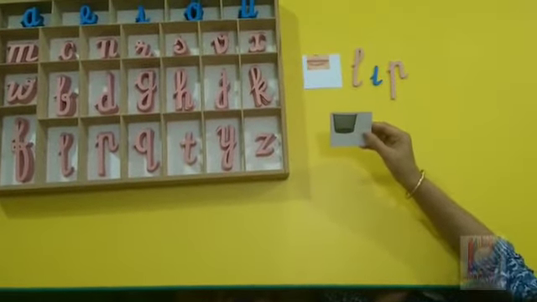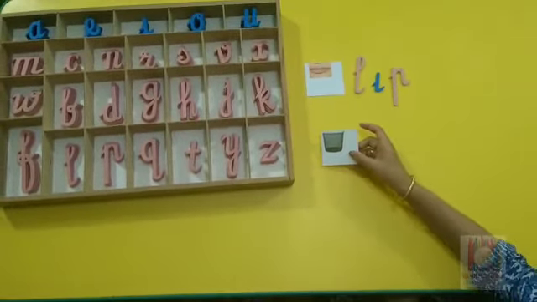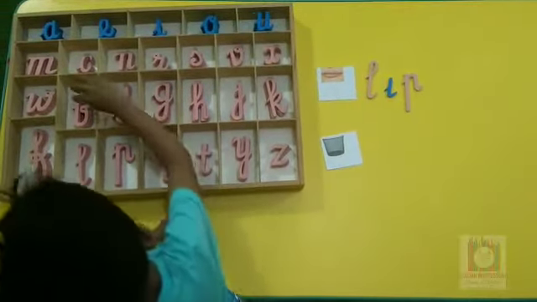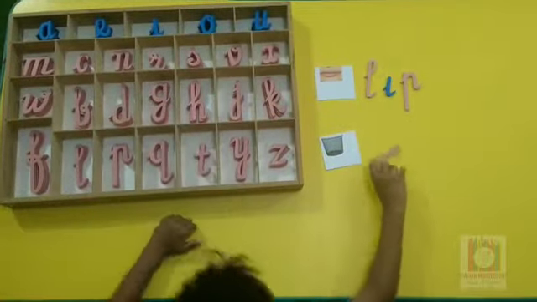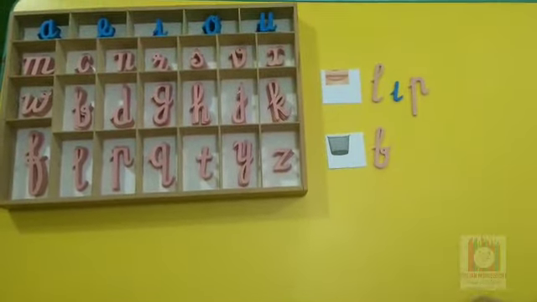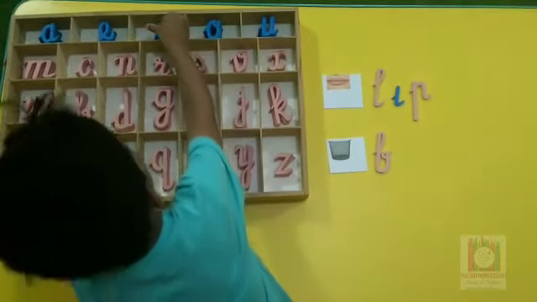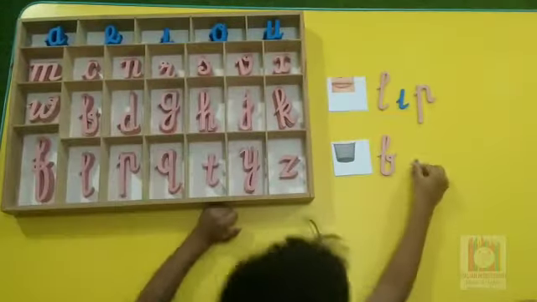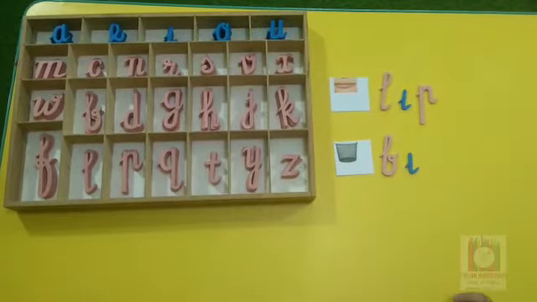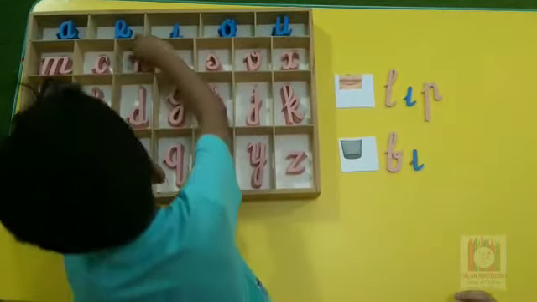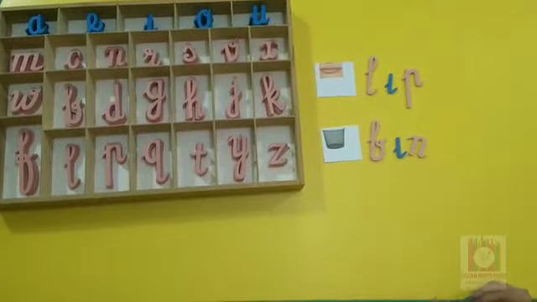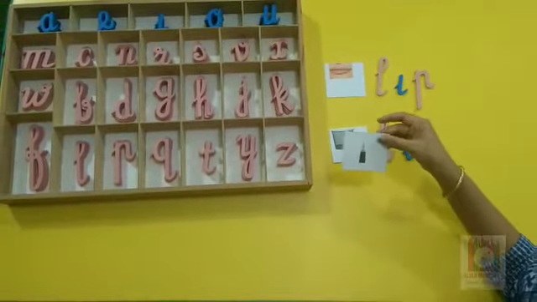Can you tell me what is this? What picture is this? Bin. What is the first sound when we say bin? B. Can you take it? Bin. After B? E. Bin. N. Bin sound. Good job.